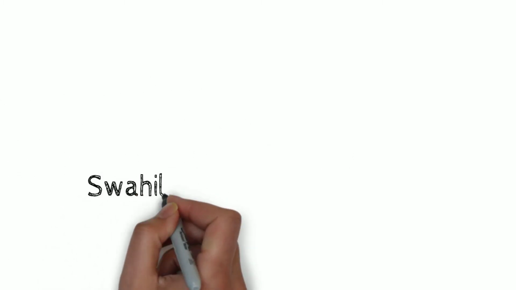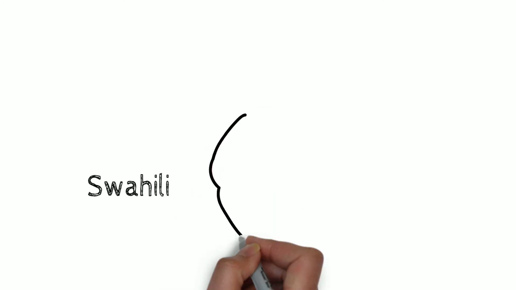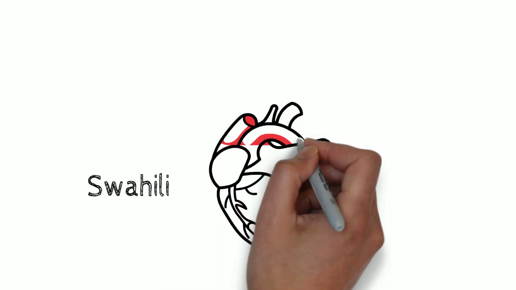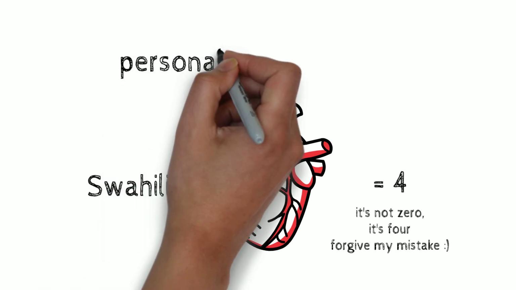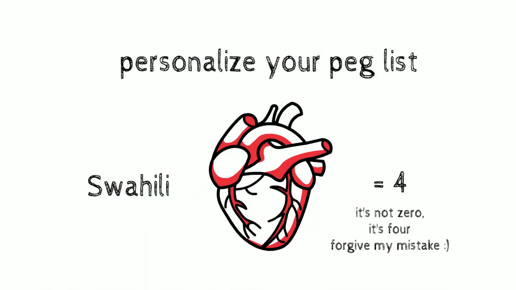And also, since I'm perfectly bilingual, I use the Swahili language to create a peg word for number 0, roho. It's Swahili for heart. So if English isn't your first or best language, by all means use yours. As long as those consonant letters and sounds exist in your language, personalize your peg list. Make your peg list for numbers 0 to 9 personal and memorable to you.